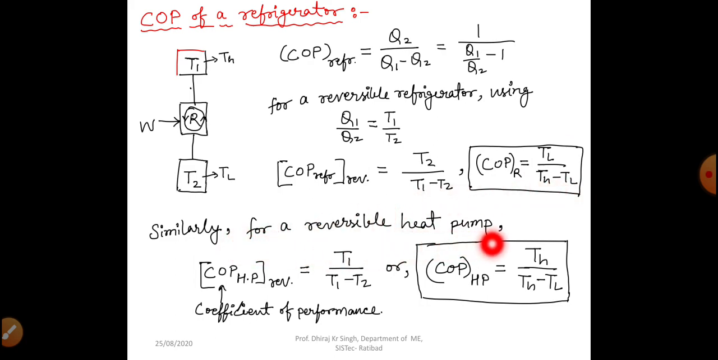Similarly, for a reversible heat pump, where for the refrigerator the desired effect was Q2, for the heat pump the desired effect will be Q1, that means T1. So COP of reversible heat pump is T1 by T1 minus T2, or COP of heat pump we can write as T higher divided by T higher minus T lower. So this is our coefficient of performance for the reversible heat pump.